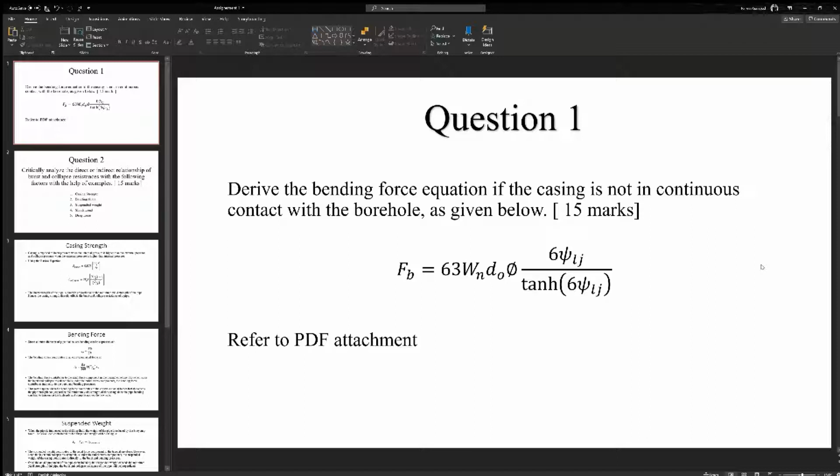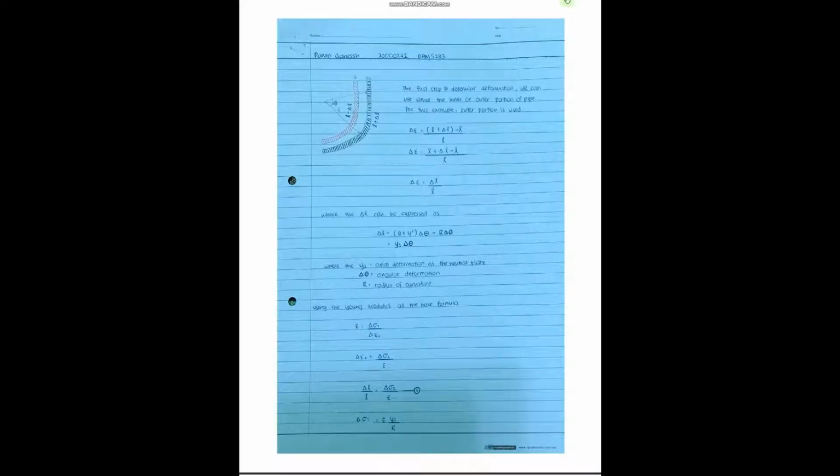Okay, the first question is the derivation of the bending force equation, assuming that the casing is not in continuous contact with the wellbore. The first step that I did is to determine the deformation.